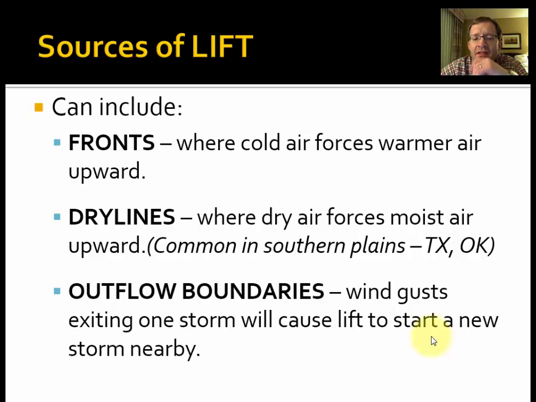Final source of lift then is an outflow boundary. And this is sort of a chain reaction idea, that one thunderstorm, as you'll hear later on with the anatomy of a thunderstorm, there are cold wind gusts that blow down and out of a thunderstorm as it produces rain and even hail. That cold wind gust can flow across the earth for miles and kick up another storm nearby. So one storm's kind of exhaust almost will flow over here and kick up another storm and start the next one. So one starts the next.